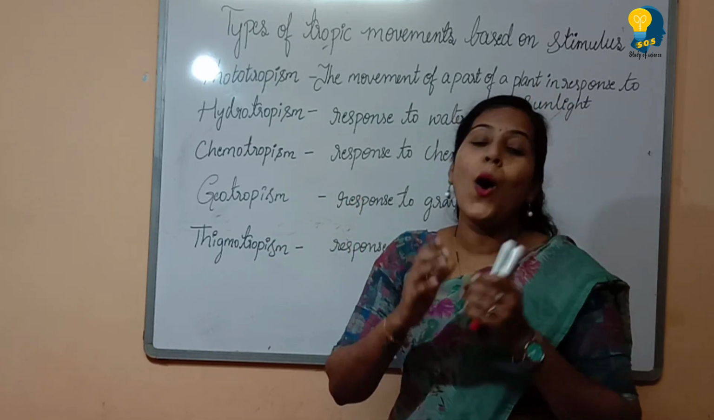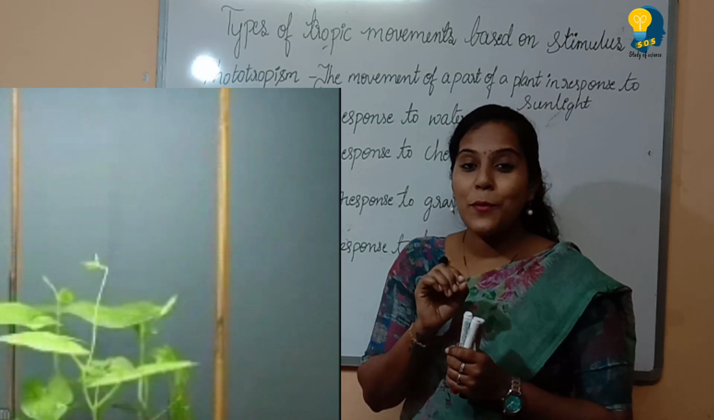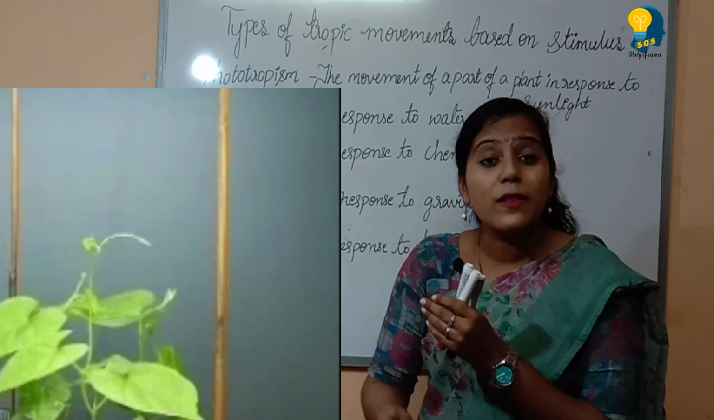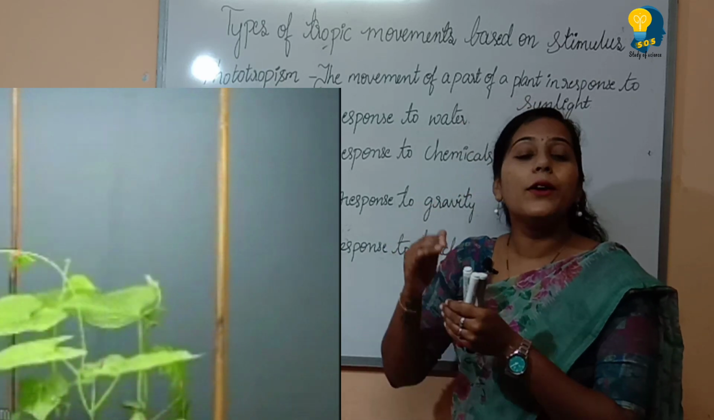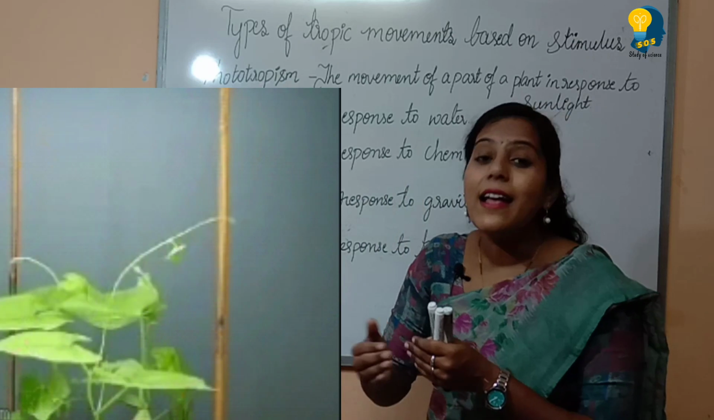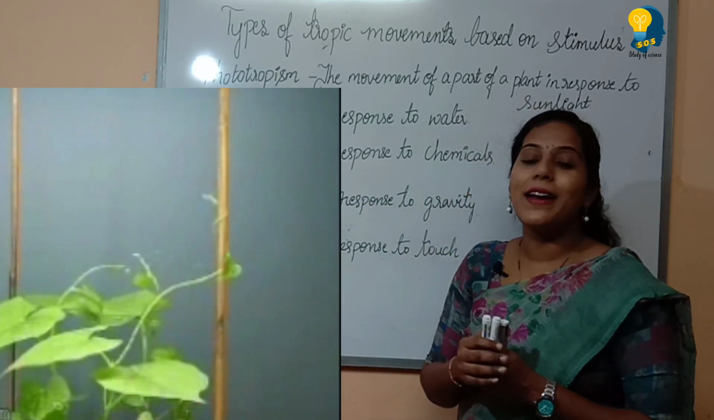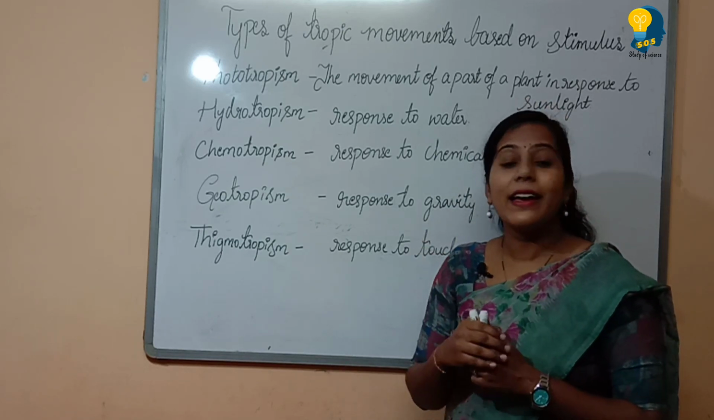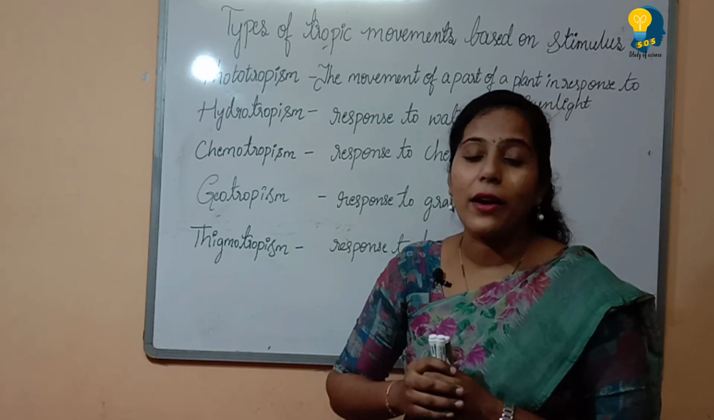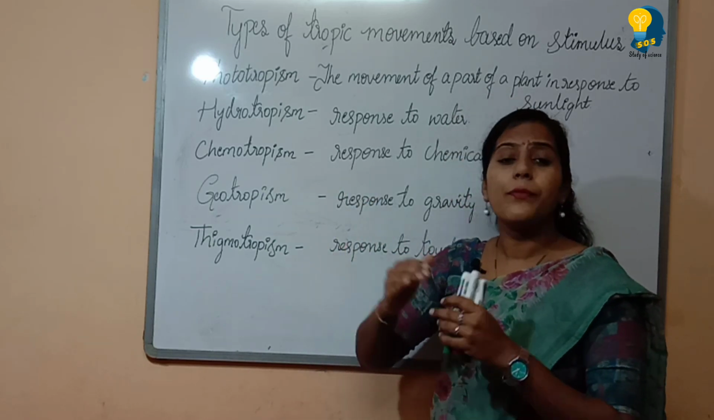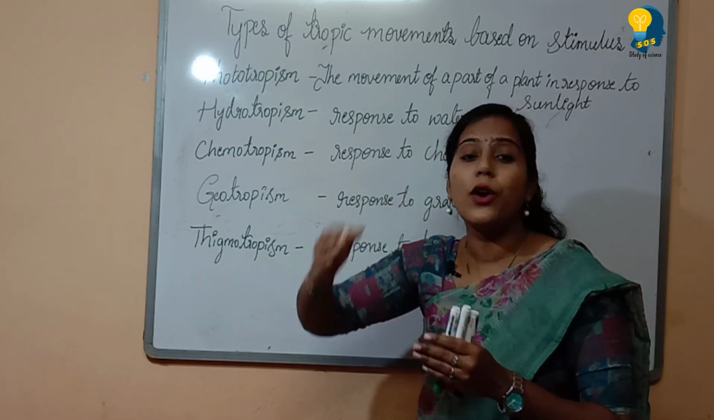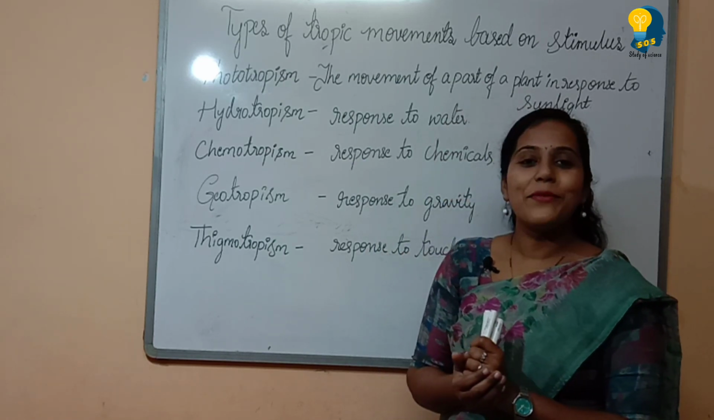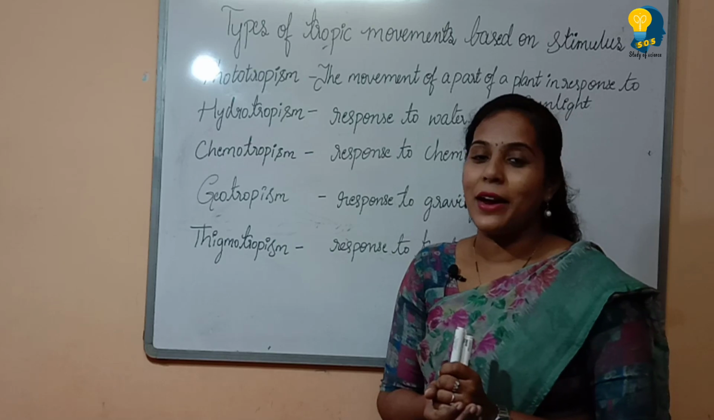Clear? So moving to the next one and the last tropic movement, that is thigmotropism. When I say thigmo, it is the touch. So the plant shows some kind of response towards the touch, or it grows with the support of something. Such kind of tropic movements are called thigmotropic movements. For example, money plant, grapevine, they all need some support, right? When they come in contact with the touch of some wall or something, they show their movement. Such type of movement, we call it thigmotropic movement.